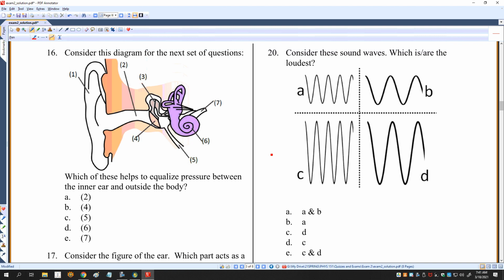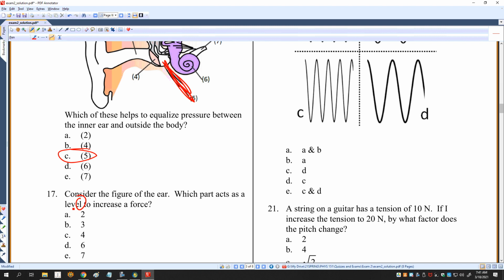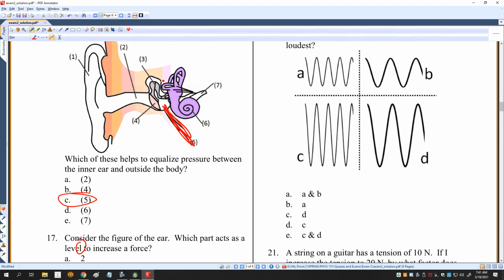Which of these helps to equalize pressure between the inner ear and the outside body? That's this tube right here, and that's called the eustachian tube. What part acts as a lever? This should be lever, number 17. I'll fix that. To increase a force. Okay, those are the ossicles.